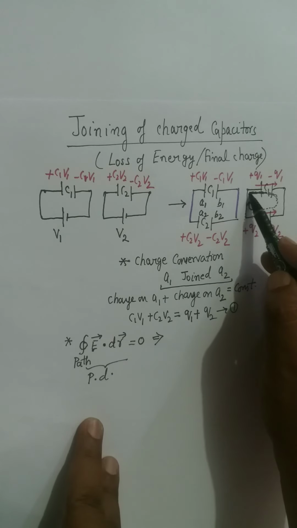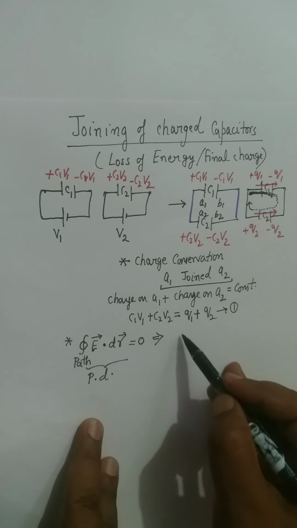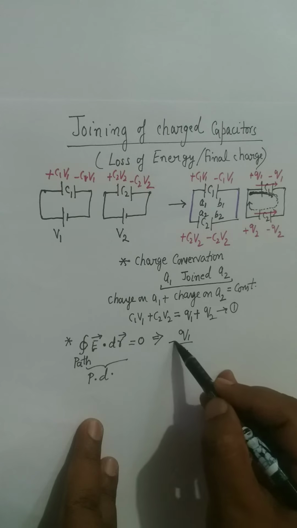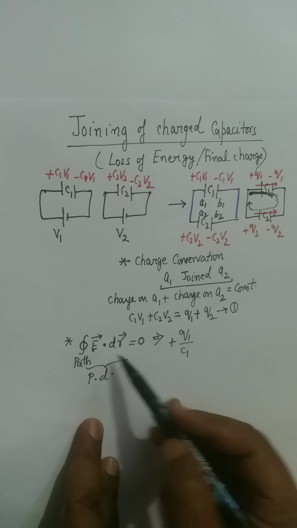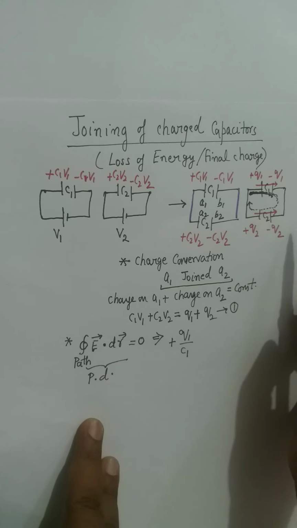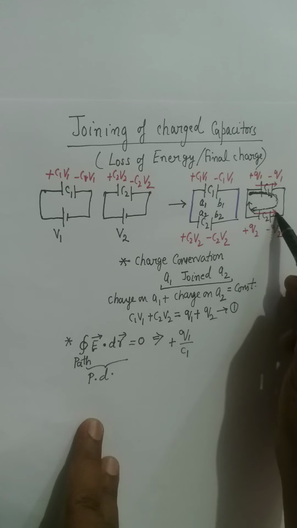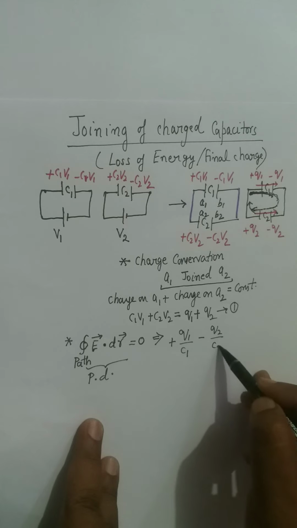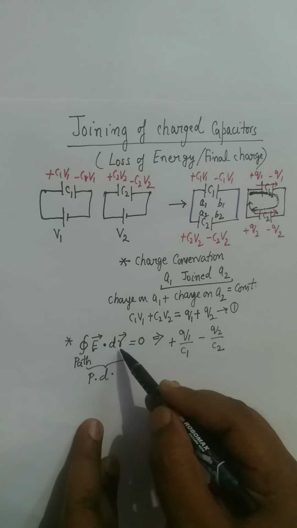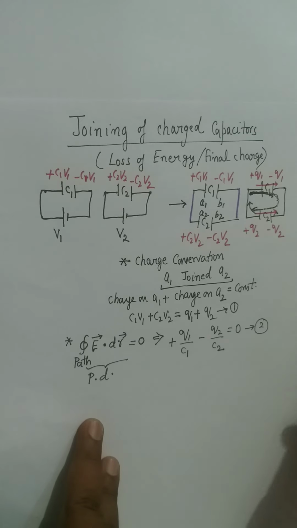So starting from here, if you go to the right side, your first potential difference will be Q1 over C1 with a positive sign, as electric field and direction of movement are in the same directions. So this dot product will be positive. Then we are coming back, and while coming back, dr vector is opposite to the electric field vector. So this dot product is minus. So you will get minus Q2 over C2 as the potential difference, because E dot dr is the value of the potential difference, and this is 0. This is my second equation.